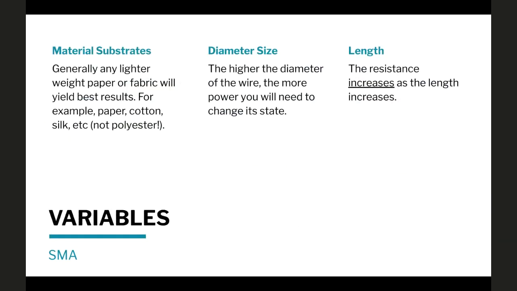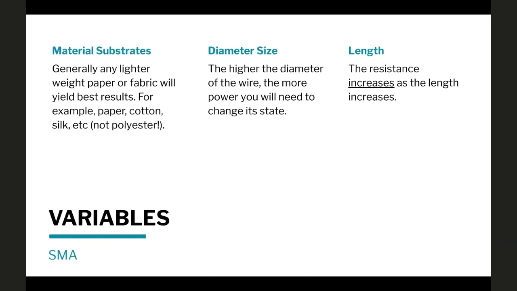A few variables are really important to consider when you're working with SMAs. So the material, the substrate: what are you going to embed it in, and how are you going to embed it? One of the nice things about SMAs is you get movement without the jerky motion and sound of something like a servo motor, but you are not going to get as much pull. You're not going to have as much strength. So working with lighter weight paper or fabric gets really good results. Also work with more natural fabrics like cotton, not polyester, because it could get burn marks, since you're talking about higher levels of current.